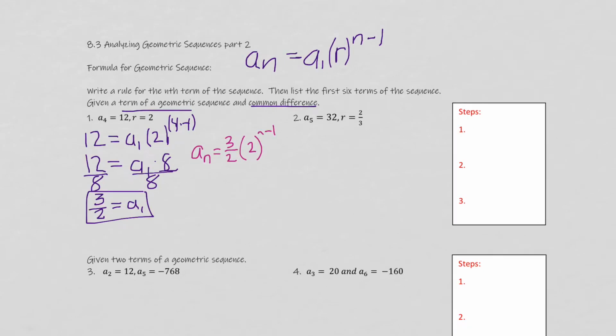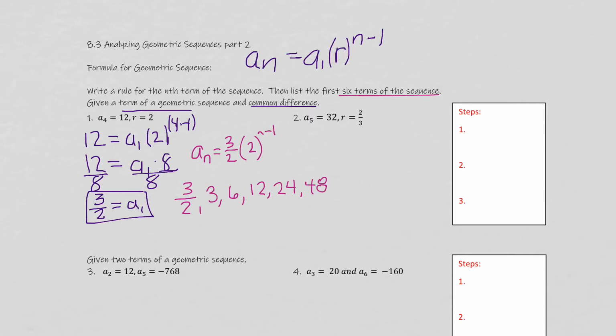All right? Now, I can find the first 6 terms of my sequence a couple different ways. I could start with my first term of 3 over 2, and then just multiply by 2, because that's what the ratio does. So if I start with 3 halves and multiply by 2, I get 3. If I multiply that by 2, I get 6, 12, 24, 48. Okay?